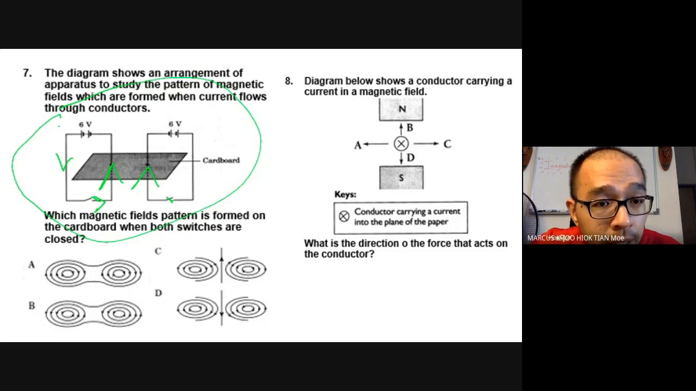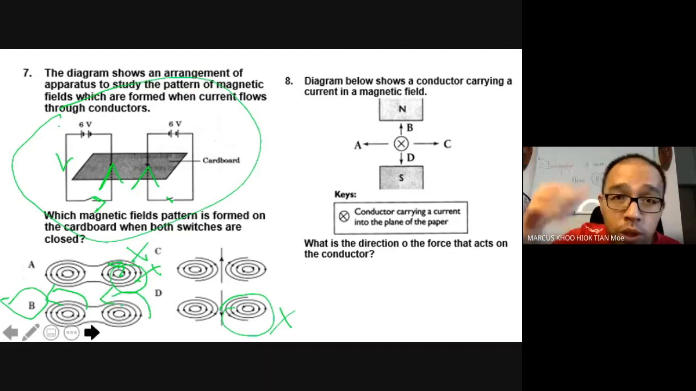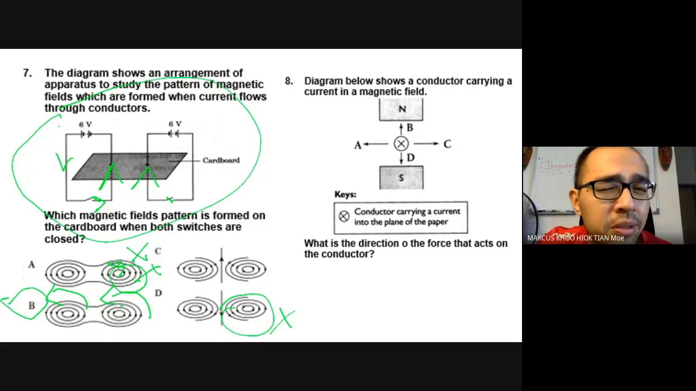So definitely ini salah sebab sini adalah clockwise. Kan, ini salah. This one also is wrong, clockwise. This is also wrong, clockwise. So this is the only one that is correct because both are showing anti-clockwise. So we use the right hand grip rule for that. Not so much kaitan dengan Fleming's left hand rule lah, but okay, fine.